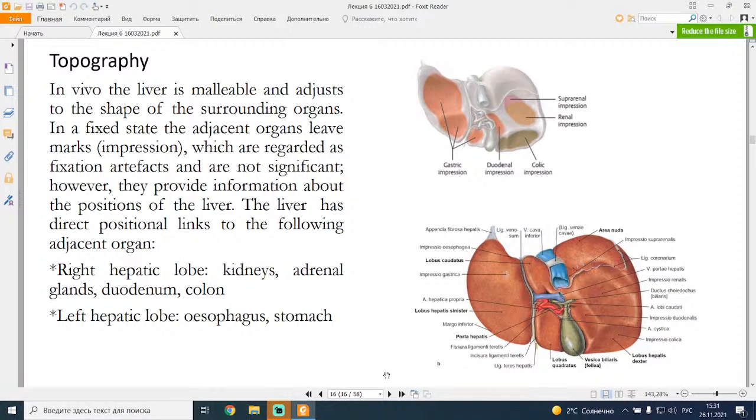Right hepatic lobe: this is the kidney, adrenal glands, duodenum, colon. Left hepatic lobe: esophagus, stomach.